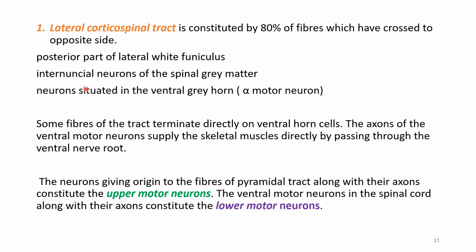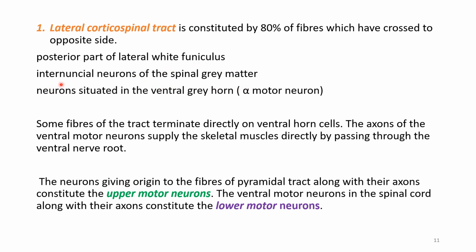So we have discussed that we have two parts of the corticospinal tract. One is the lateral corticospinal tract, which is constituted by 80 to 90% of fibers, which have crossed to the opposite side. Okay, and they will form the posterior part of the lateral white funiculus.